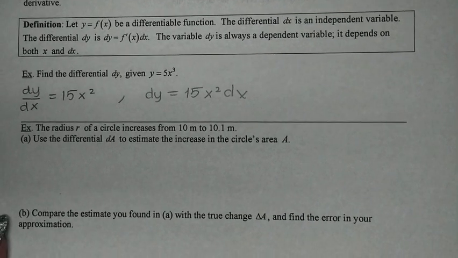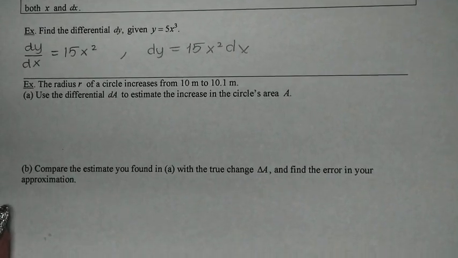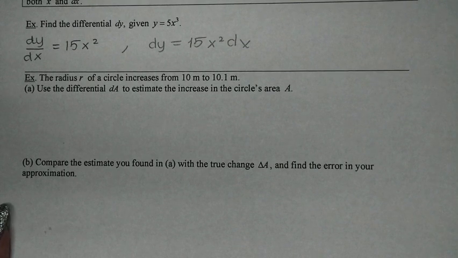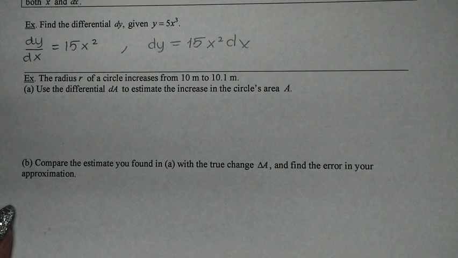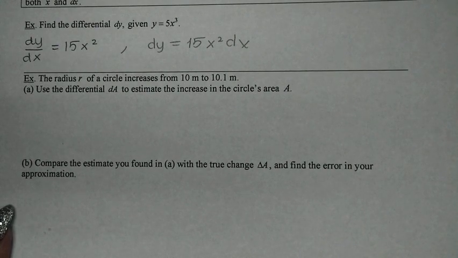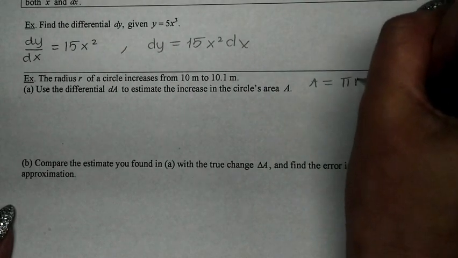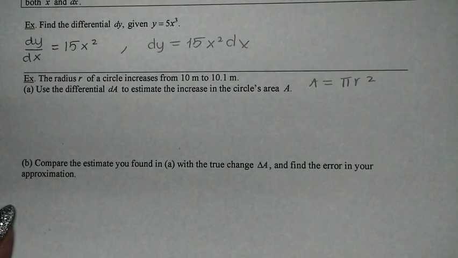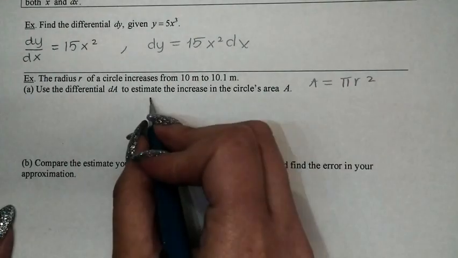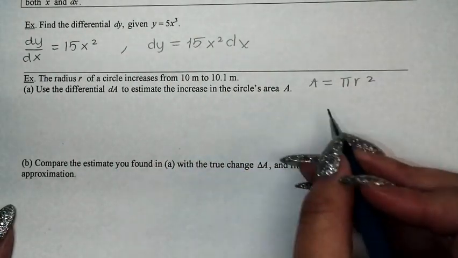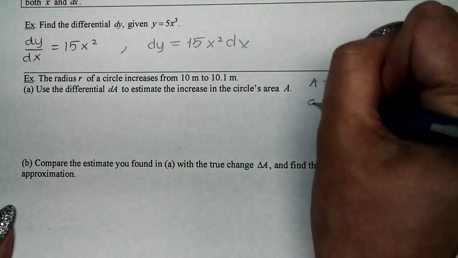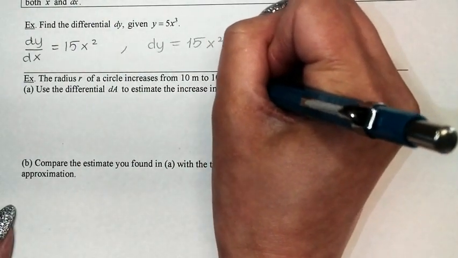Okay, so we have over here the radius of a circle that increases from 10 to 10.1 meters. What we want to use is the differential dA to estimate the increase in the circle's area A. So we have that the circle's area A is going to be equal to pi r squared. At the same time that you're reading the question, they are telling me that they want me to estimate the increase. If it's increasing, I'm going to measure this as my original, then this as my endpoint.